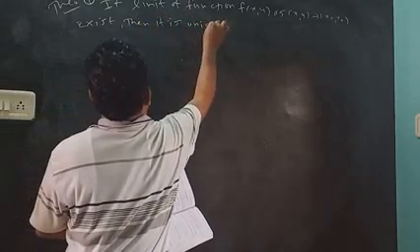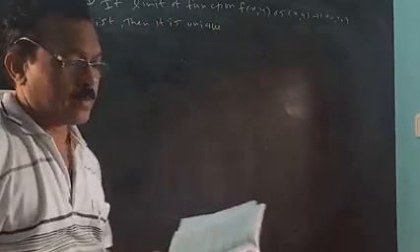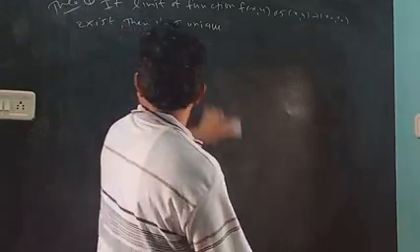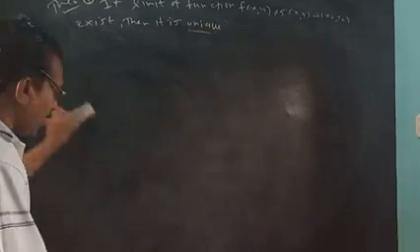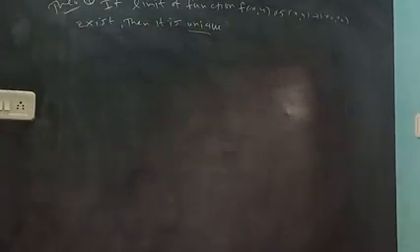Unique means only one. Every function has only one limit; there cannot be two limits at one point. So every function must have only one limit. We have to show this. How to show? We assume two limits are there, and lastly we show they are equal.